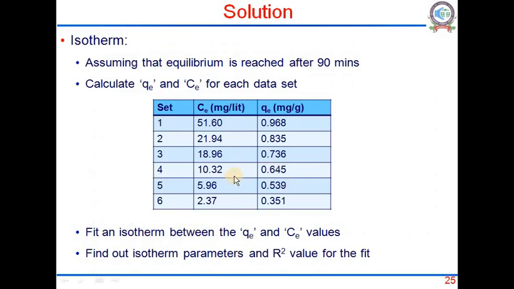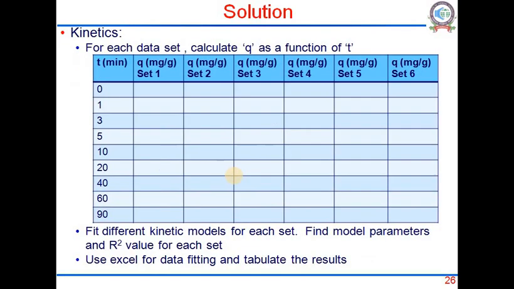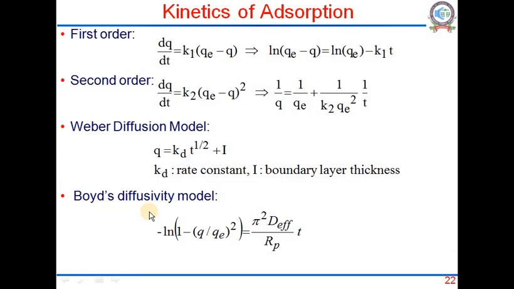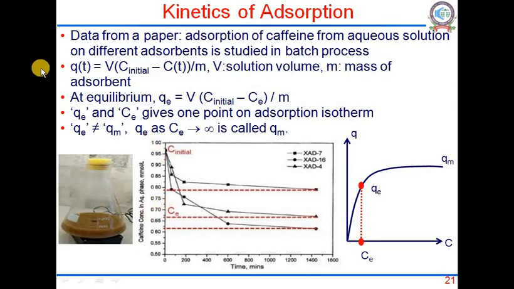Now if you want to find kinetics, what you need to do is calculate for each set the Q value as a function of time. You remember how the Q value is calculated? Q at any time t is calculated from V, volume of solution, times initial concentration minus the concentration at time t, divided by the mass of adsorbent.